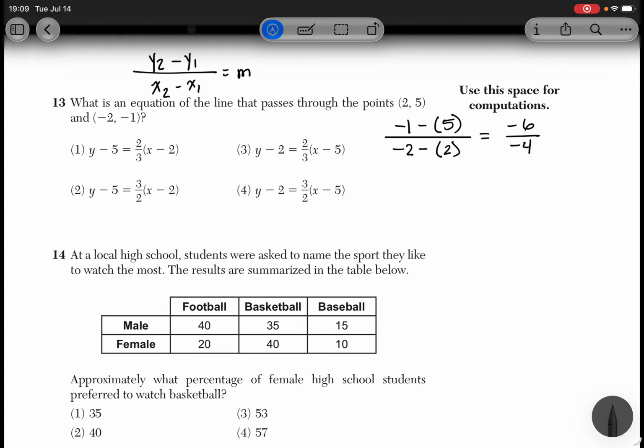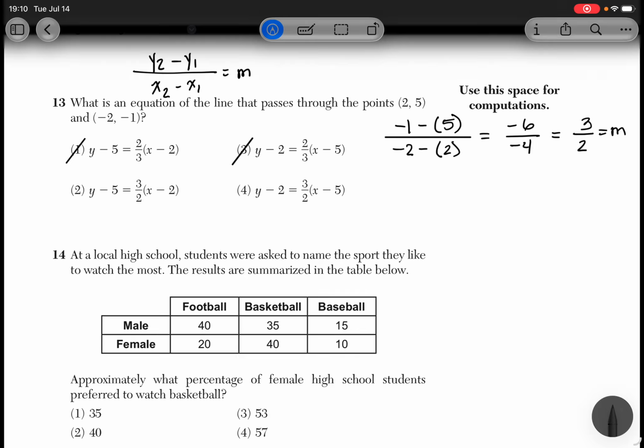This needs to be simplified all the way. Since we're doing a negative divided by negative, we know that our answer is going to be positive, and the only value that goes into 6 and 4 equally is 2, so we're going to divide both by 2, which leaves us with 3/2 as our slope. So we can cancel out answer choice 3, and we can cancel out answer choice 1.